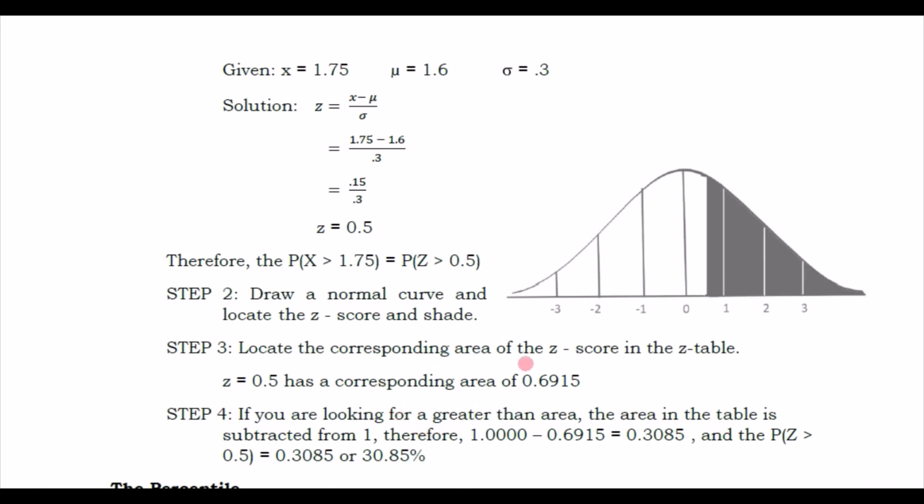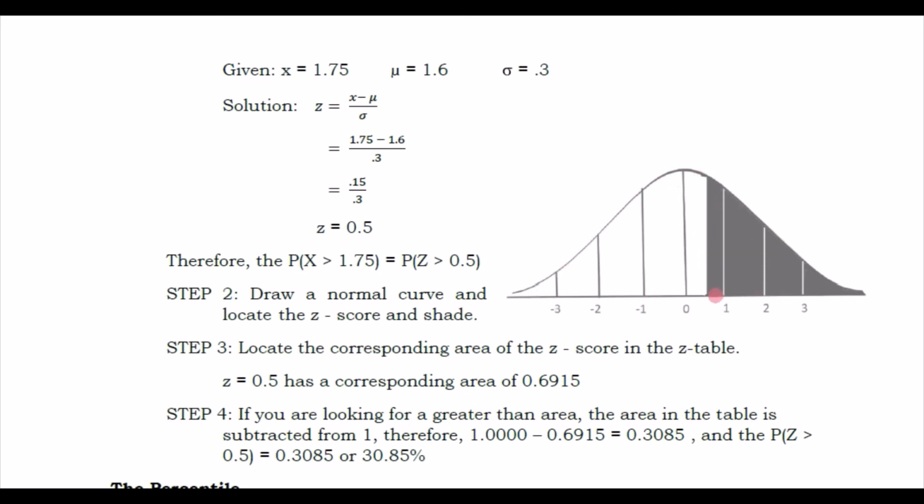Okay? So, paano yun? Pumunta ka sa z-table, hanapin mo yung 0.5, and then, ano yung makukuha mong value? You will have 0.6915. Okay? So, we all know na hindi naman ito yung hinahanap natin. Bakit? Kasi itong 0.6915 ay itong walang shade na area. Kung makikita nyo yung white lang na part, okay? Ito yung 0.6915. Yan yung sukat niya.